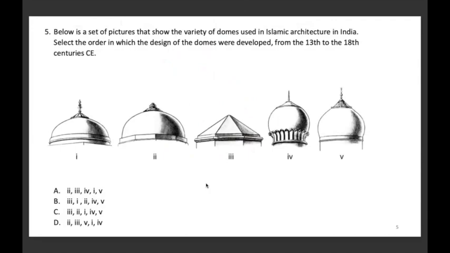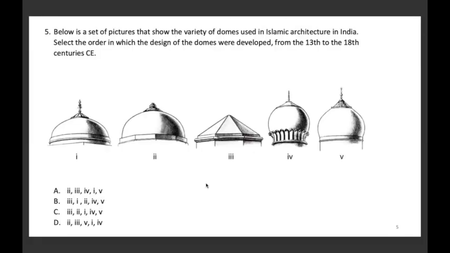Below is a set of pictures that show a variety of domes used in Islamic architecture in India. Select the order in which the design of the domes were developed from the 13th to the 18th century. Okay. So in this case, if you're not aware of the history of Islamic architecture and how the design of the domes has evolved, it will be better if you stick to what is given in the options.